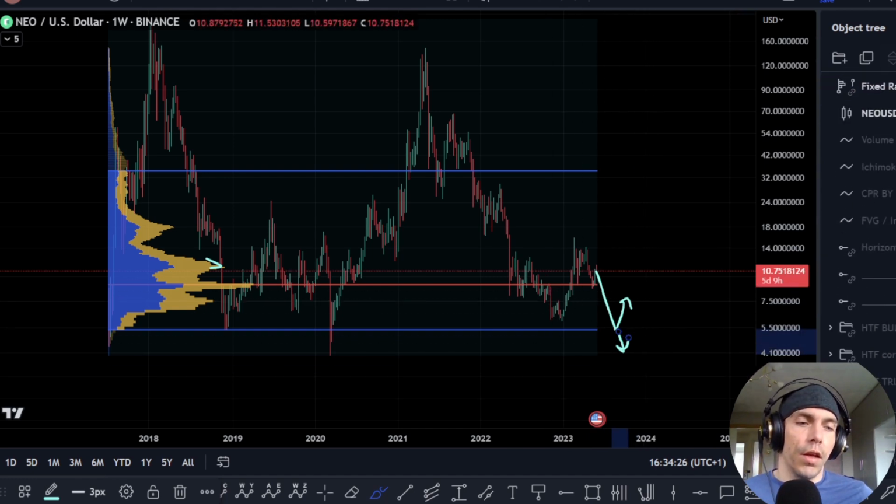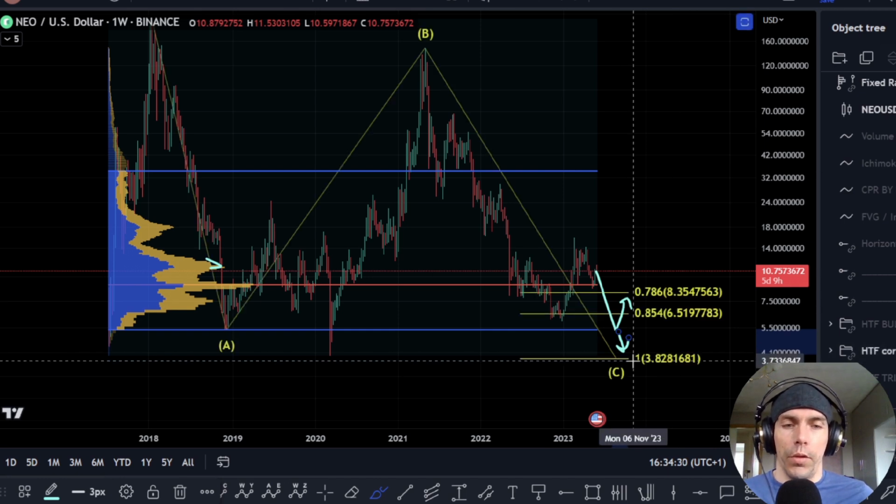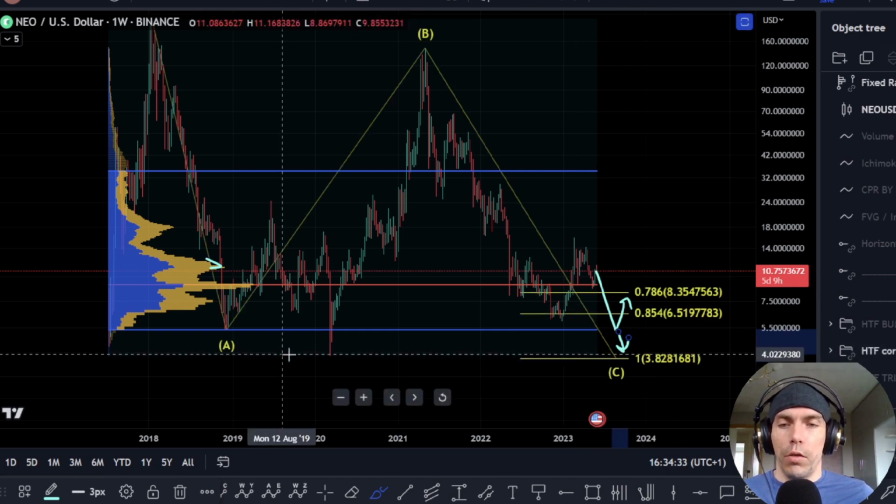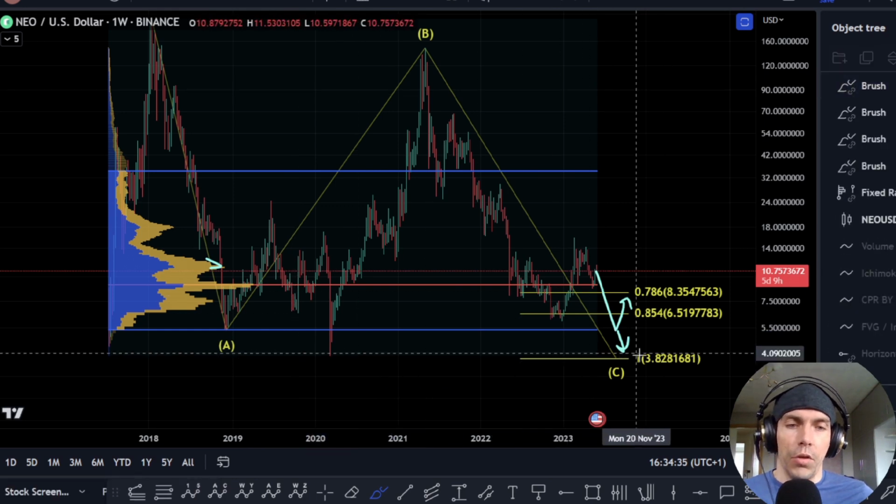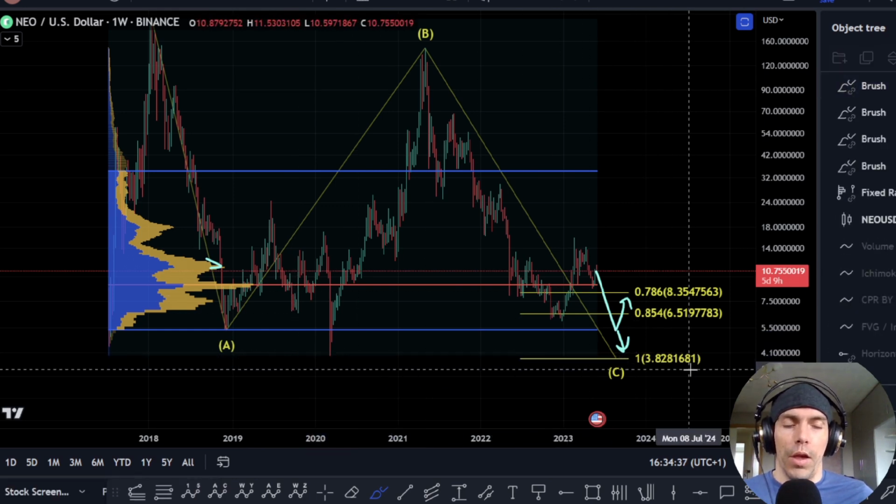Now, if we do lose that, then what we would be potentially arguing is that we are still looking for this C wave, possibly looking to actually sweep this low here and come down towards this 1-to-1 at this 382 level.